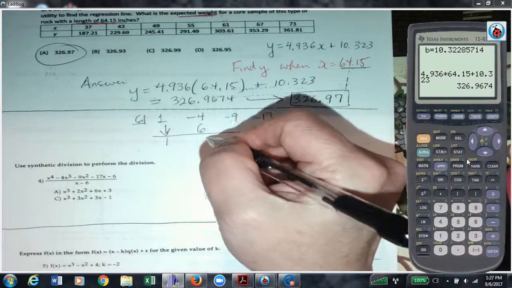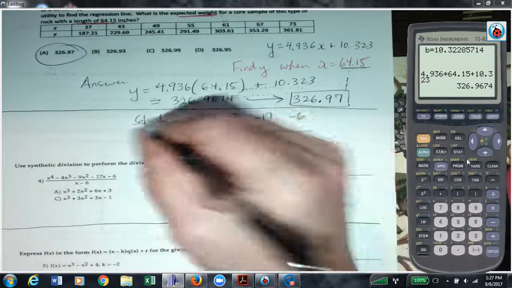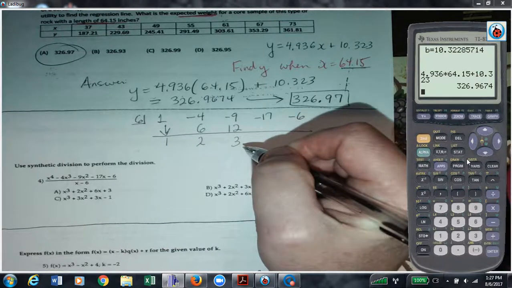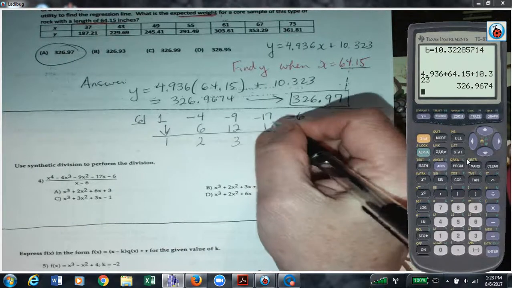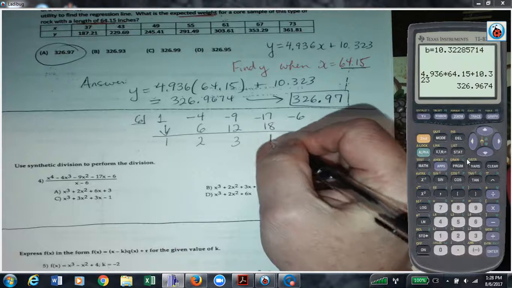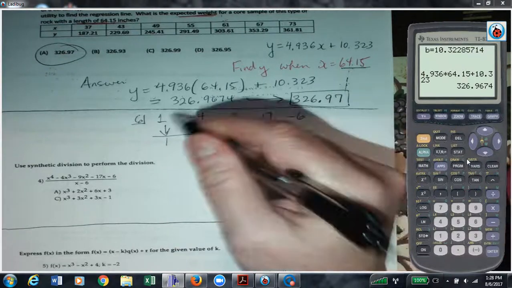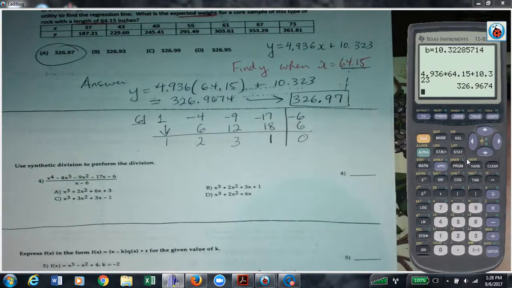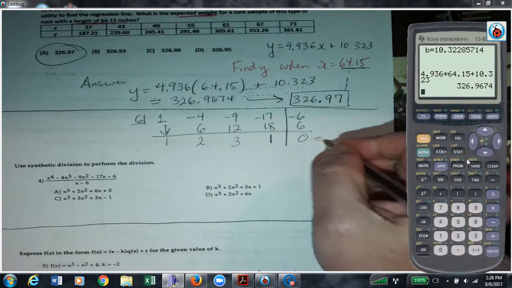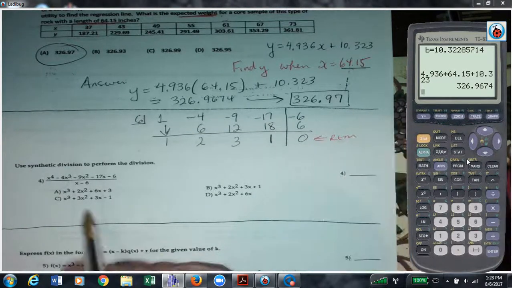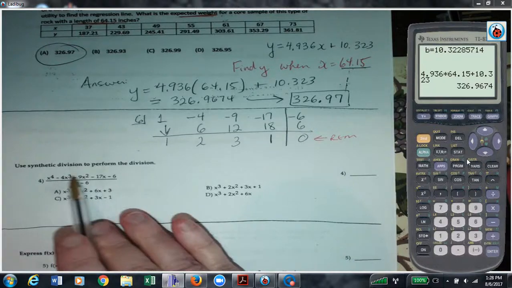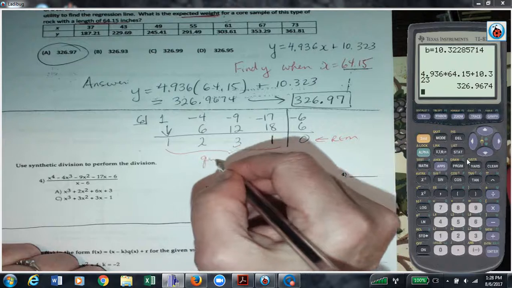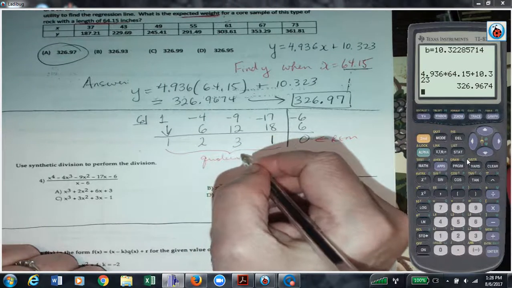So I add. 2 times 6 is 12. I add those two together. 3 times 6 is 18. And if I add, I get 1. And 1 times 6 is 6. And if I add, I get 0. So that's my remainder, which tells me x minus 6 is a factor of this polynomial. This is my quotient. So this is going to be my answer.